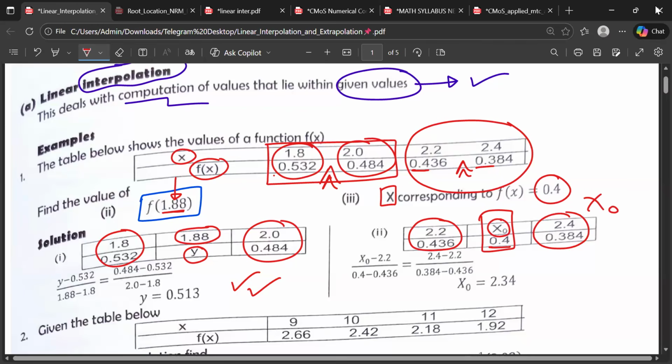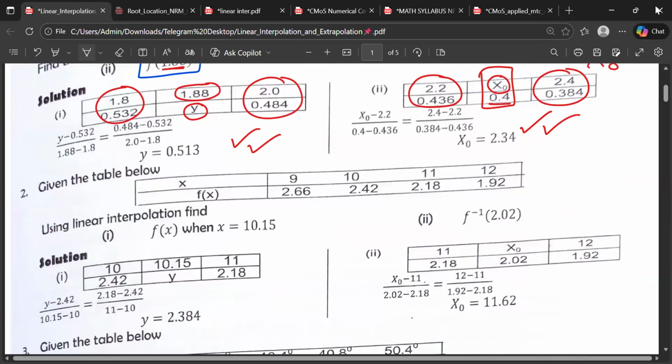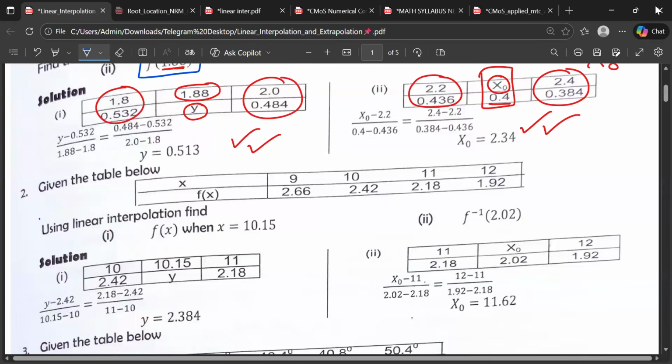Then you know how the manipulation is done. Simple as that, not hard. The question is here. So you look at this. They asked for f of x when x is 10.15. So 10.15 is between 10 and 11. So that's what you do.